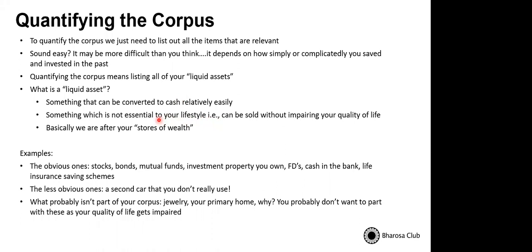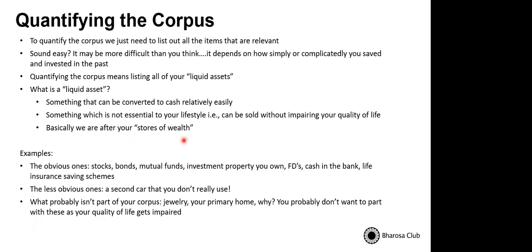So what I mean is, let's say you live in a house, and that house is worth 2 crores. That house is not really part of your corpus because it's essential to your lifestyle. You wouldn't sell that house. You don't want to be in a position where you're going to sell that house. So that would not be counted in your corpus. Your corpus consists of things that are superfluous to your lifestyle. You're willing to sell them. You're willing to convert them into cash. So basically, we're after your stores of wealth.